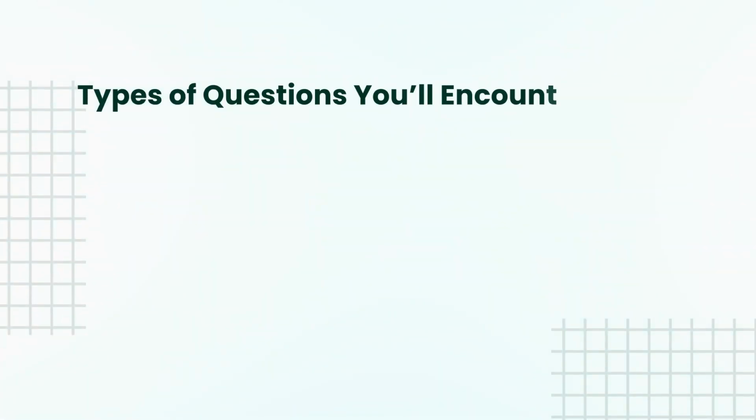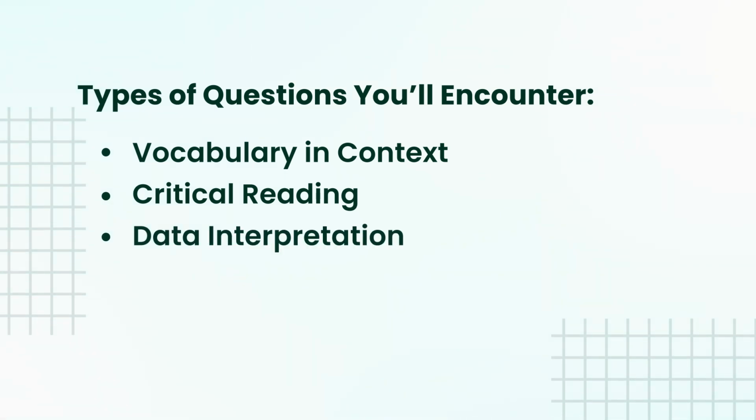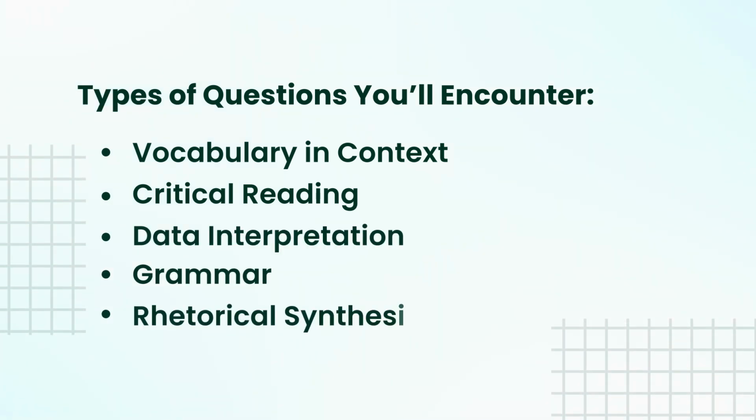First off, it's good to understand the types of questions that you're going to encounter on the SAT reading and writing section. The types of questions are vocabulary and context, critical reading, data interpretation, grammar, and rhetorical synthesis.